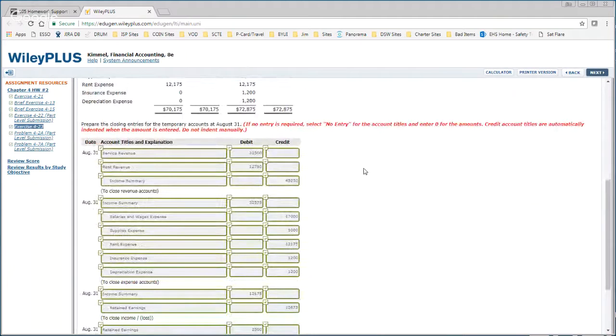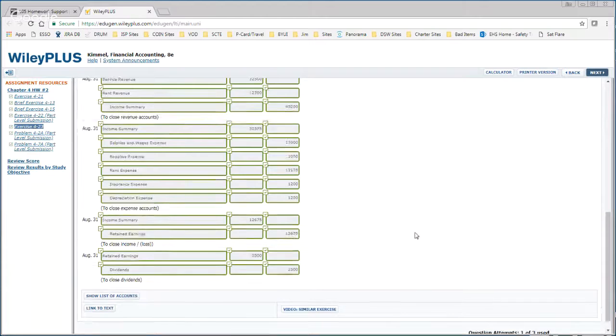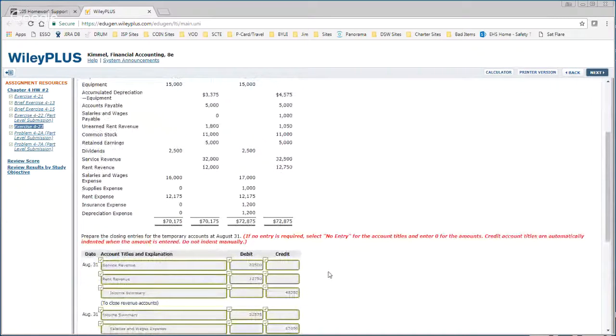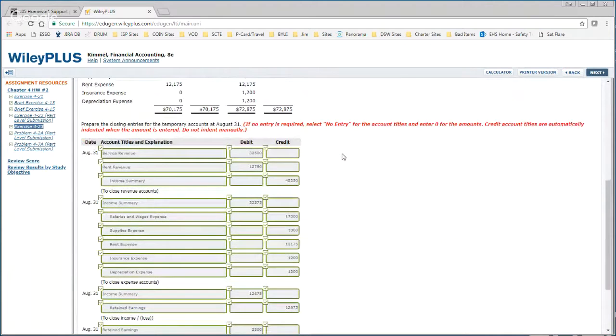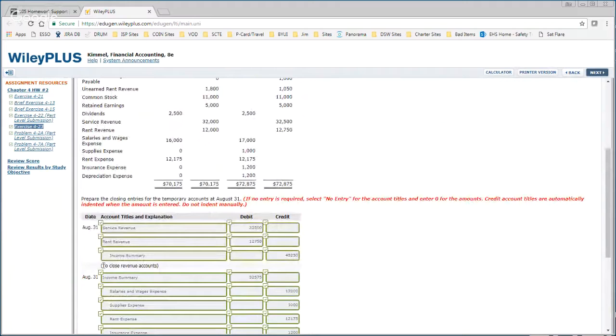So the temporary accounts they want to close out are the revenue account, the expense account, the income summary account, and the dividends account. And so we will take the information from here and plug it in down here and get our answers. The first thing is revenues.